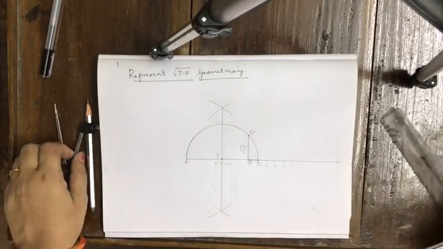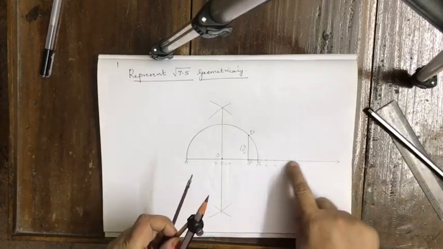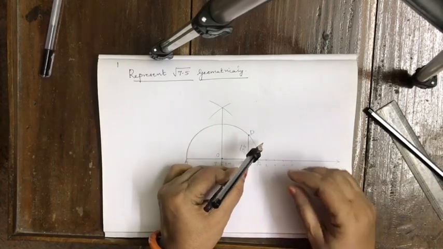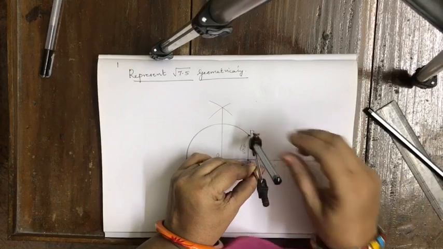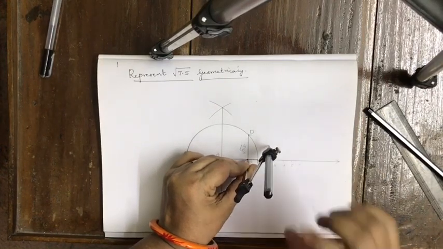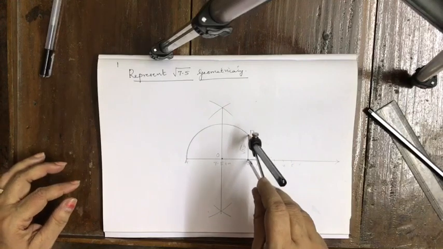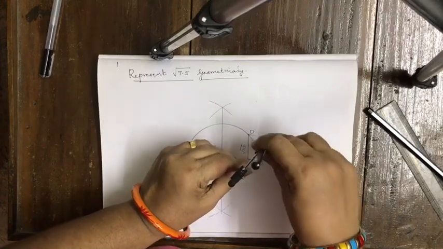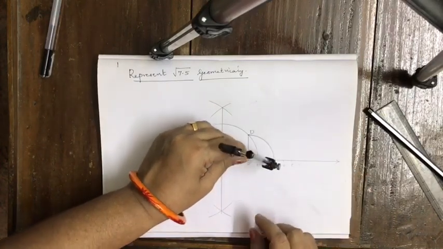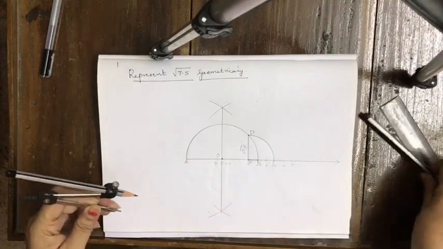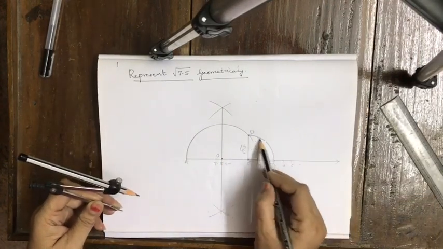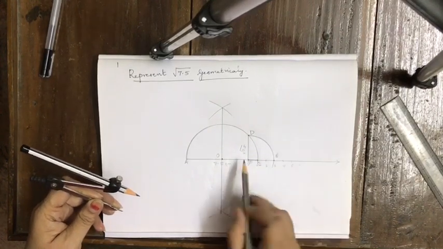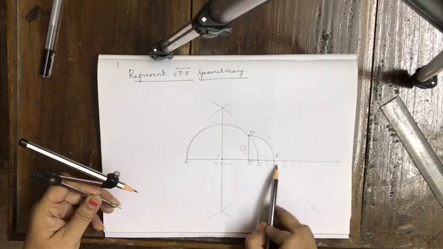Now to represent root 7.5 on the number line, what you have to do is keep B as center and a radius equal to BD. BD measurement is root 7.5. So keeping B as center and BD as a radius, strike an arc on the number line. The point where this arc meets the number line, mark it as E. E will be the representation of root 7.5 on the number line.